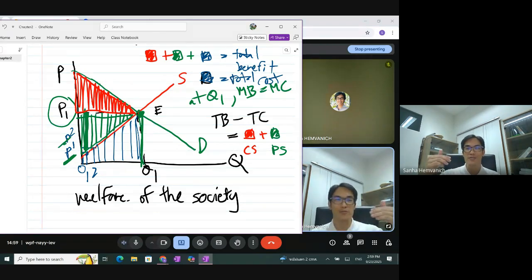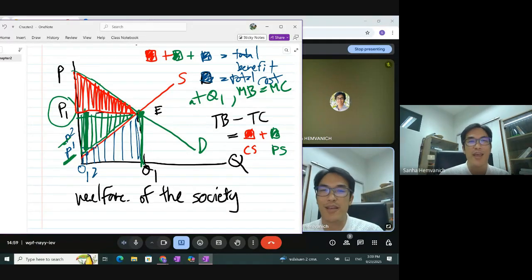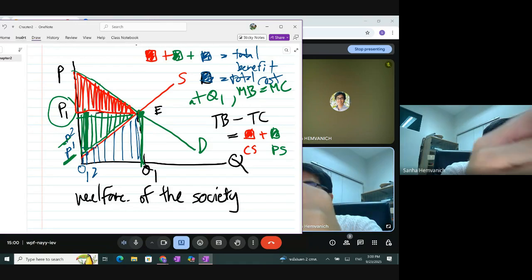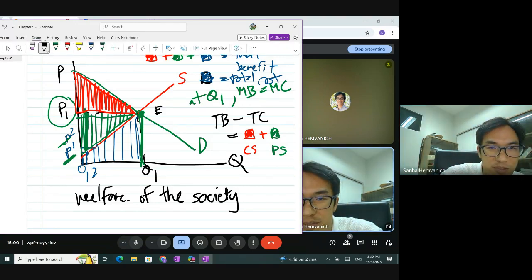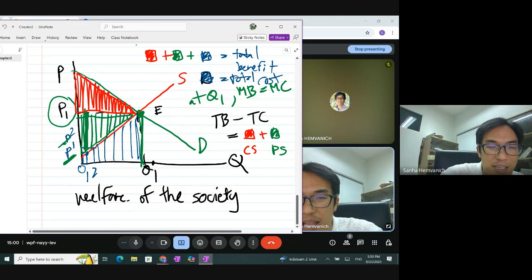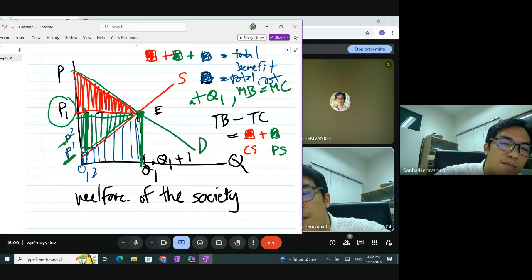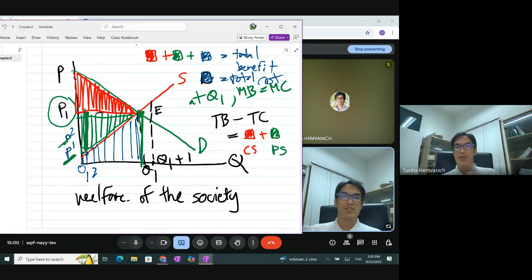Why don't we produce more than Q1? Okay, so let's do it. Let's assume, what will happen in this graph if we produce somewhere to the right of Q1? Let's call this Q1 plus 1. Okay, so you can see that, following the same logic, the cost is under the supply curve. The benefit is under the demand curve.